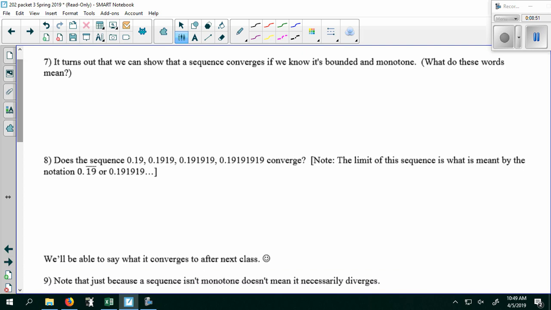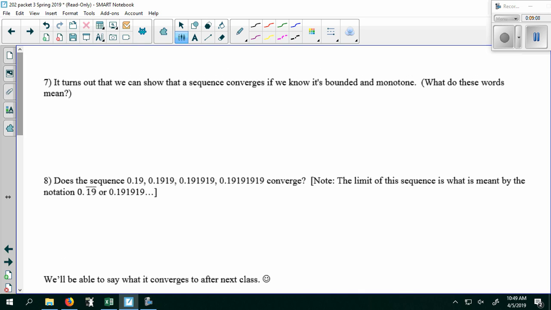Okay, so it turns out that you can show a sequence converges even without being able to show what it converges to, if you know that it's bounded, meaning there's some upper value that it can't ever get past, and monotone. So monotone means always increasing or always decreasing. Bounded means that it is sandwiched between two values. The sequence is sandwiched.